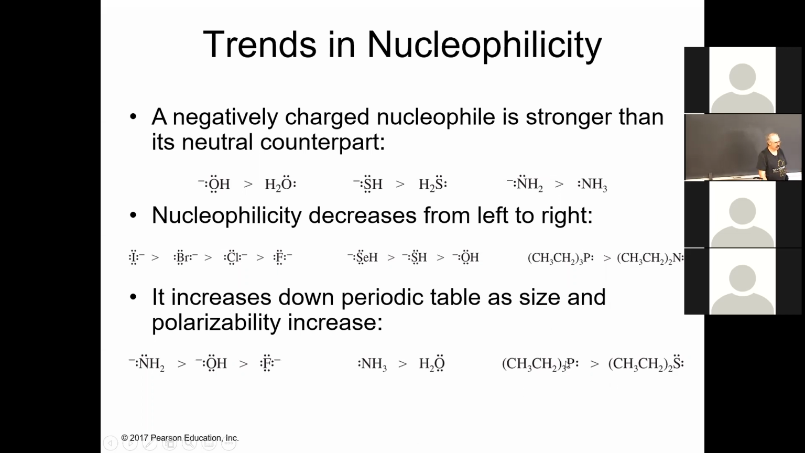Phosphorus and sulfur are right next to each other in the periodic table. Phosphorus comes before sulfur. So this is more nucleophilic than the diethyl sulfide.